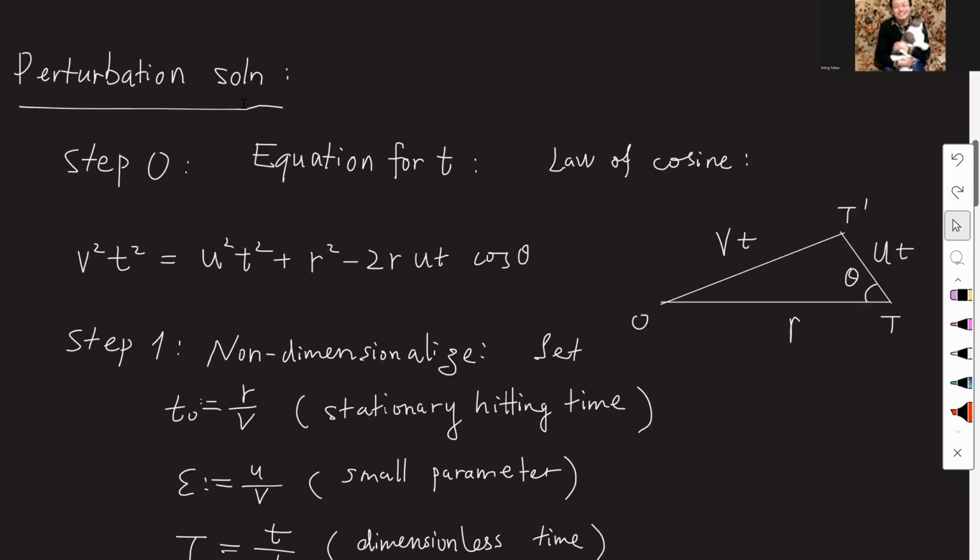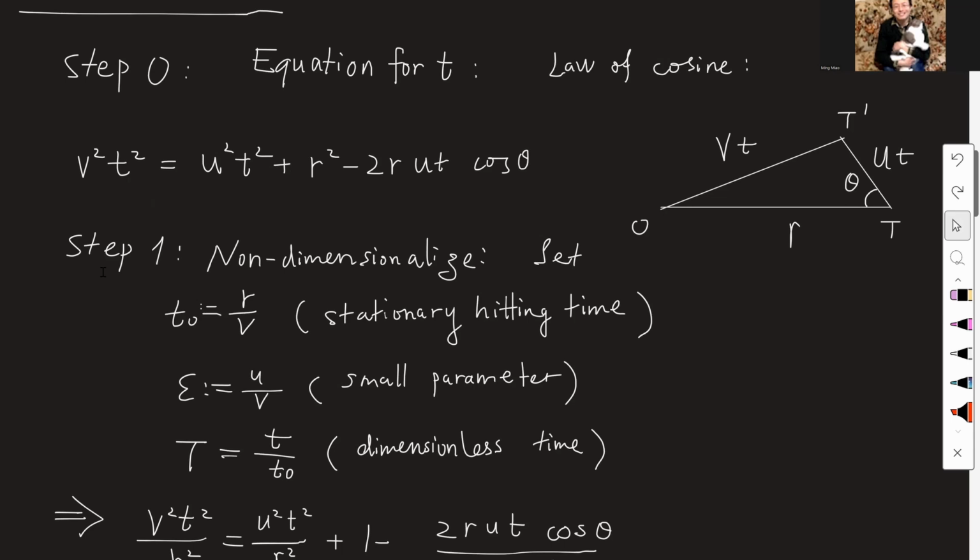Here's the perturbation solution. Step 0 is to establish an equation for T in a way that does not involve the intermediate variable phi. We can do that by using the law of cosine. In the law of cosine, we have OT prime squared equals OT squared plus TT prime squared minus 2 times OT times OT prime times cos theta.